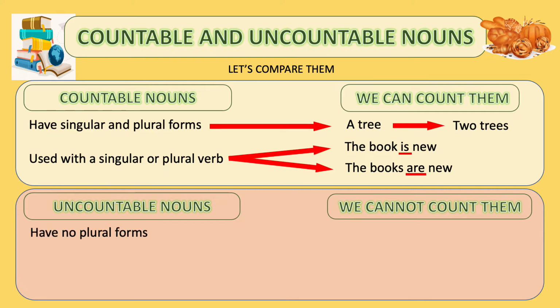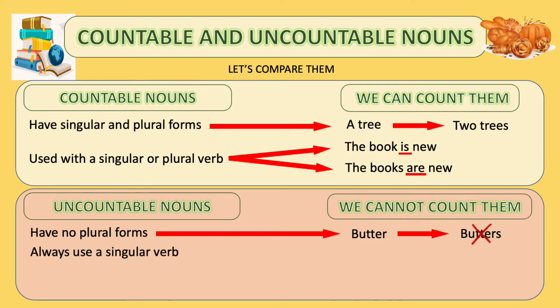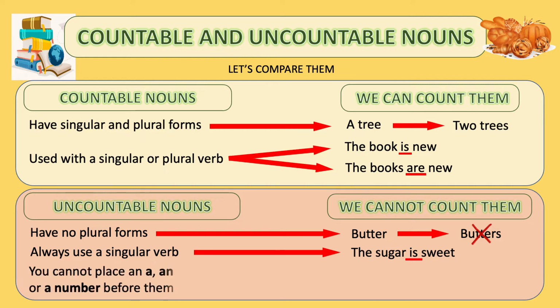Uncountable nouns have no plural forms, only singular. For example, butter. If we add an S on the word butter to make it butters, it becomes incorrect because it's now a plural form. Always use a singular verb. For example, the sugar, an uncountable noun, uses the verb is, which is singular. The sugar is sweet. You cannot place an or a number before them.